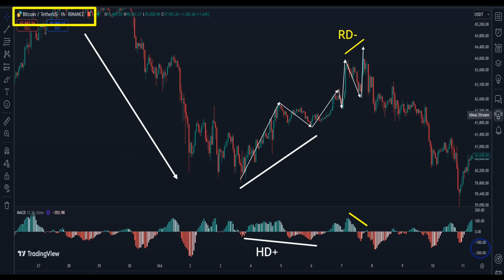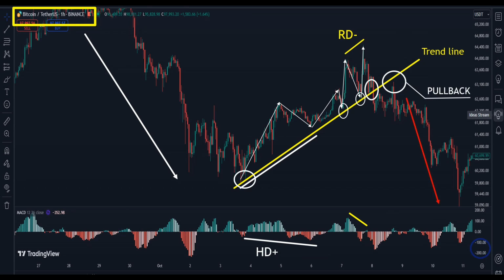Once the trend line, which I highlighted with a yellow line, is broken and the price pulls back, it becomes clear that we can enter a sell position in the downward direction.